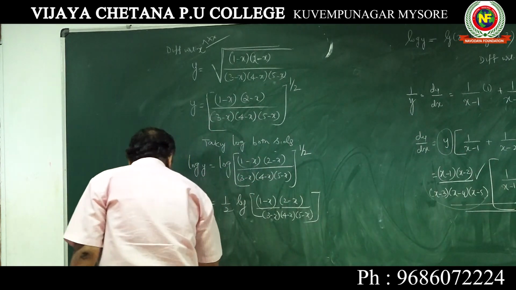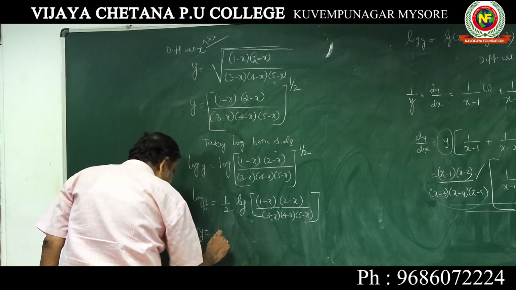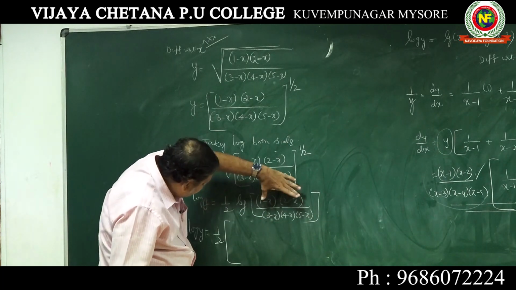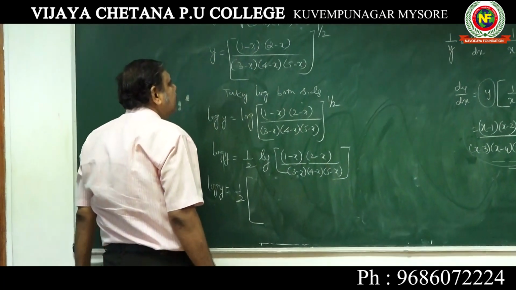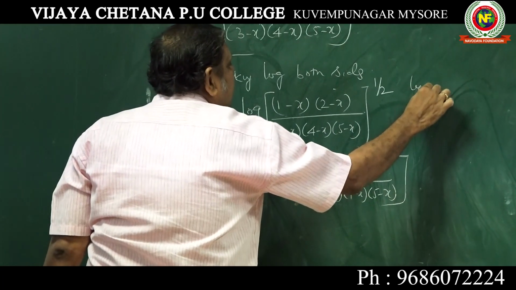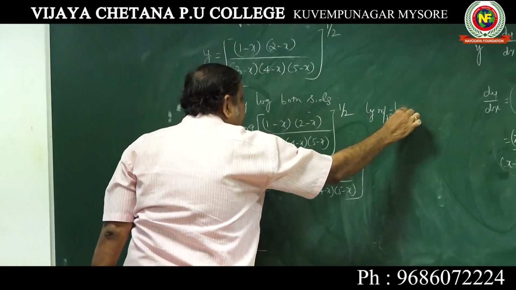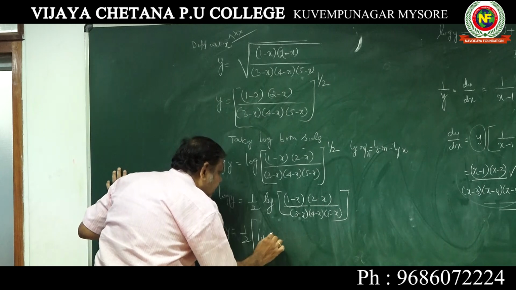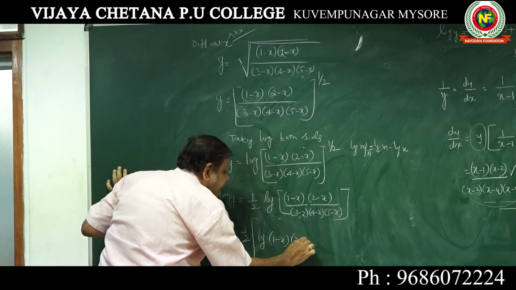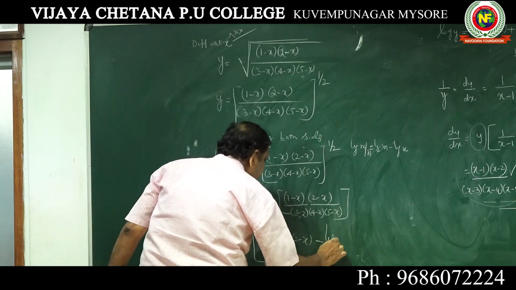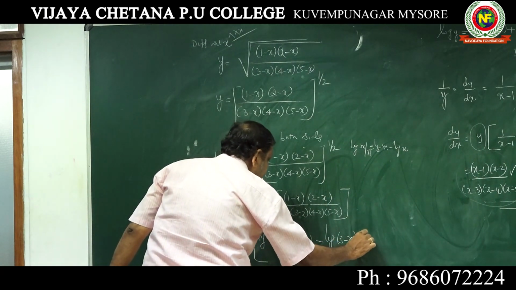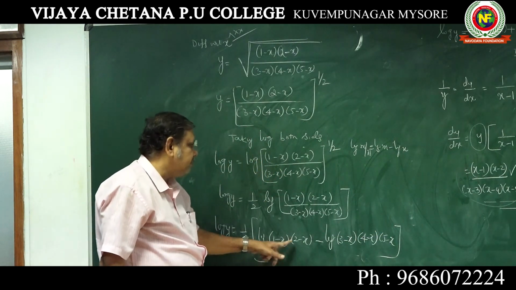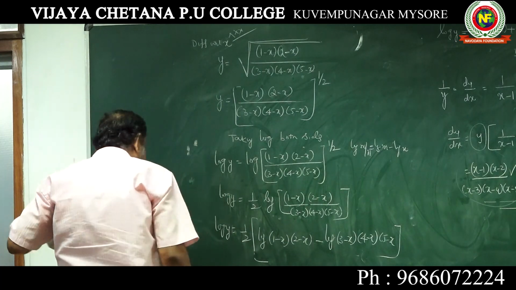Now log y is equal to half into log m by n, which is log m minus log n. Log of the upper one minus log of the lower one. You know the formula, log m by n is log m minus log n. So now here it is log of (1−x)(2−x) minus log of (3−x)(4−x)(5−x). Log m by n is log m minus log n. A very important problem I am doing.